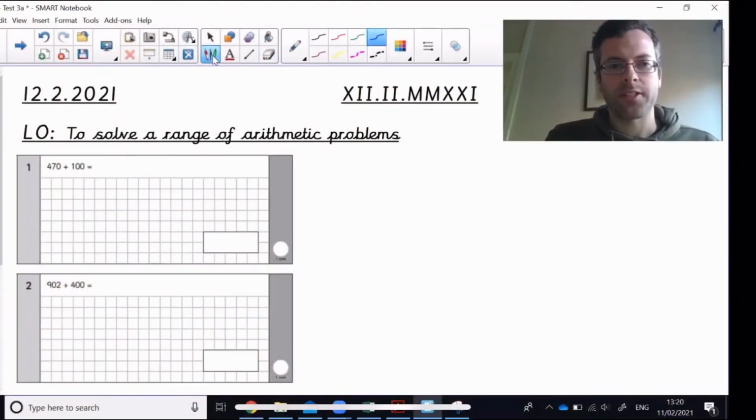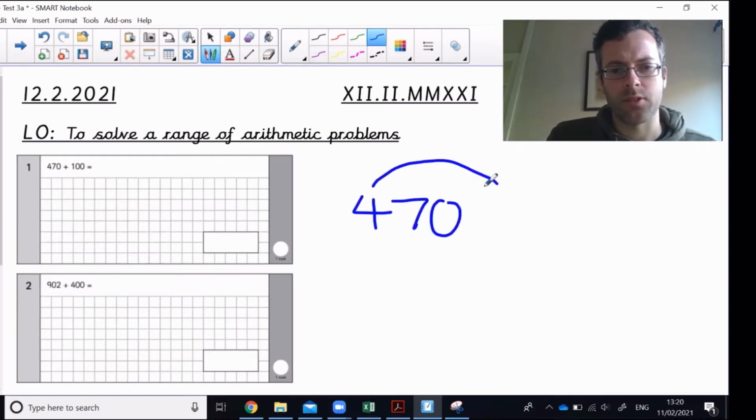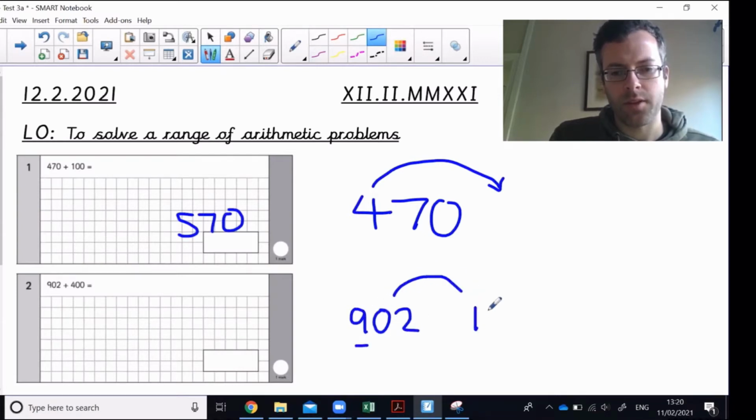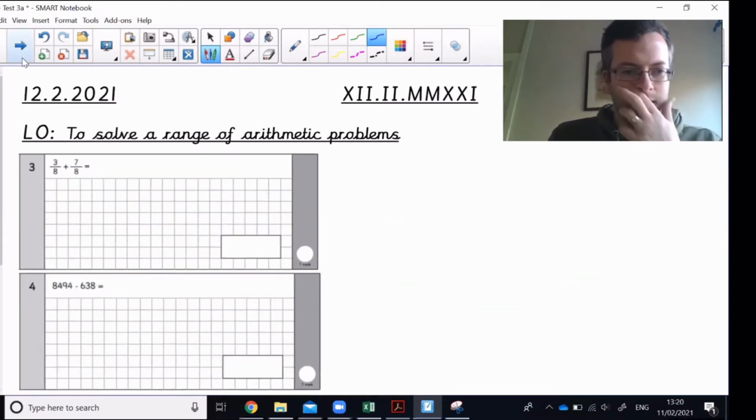Okay, so no time for messing around. Let's get straight into it and do it in less than 15 minutes. So 470 add 100. Well, if I've got 470, then I'm adding 1 to this hundreds column, aren't I? So it's going to be 570. 902 add 400. Again, I'm adding 4 to this, so that's going to go up to 1002 is 100, then 1102, 1202, 1302. 2 questions done. We are flying.